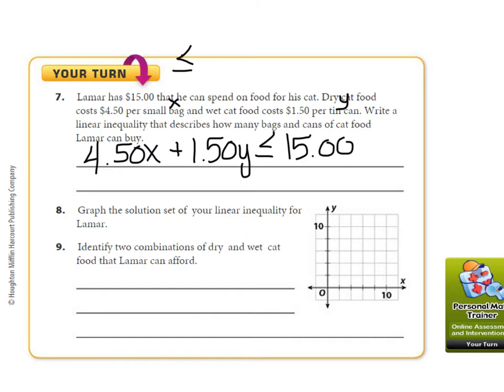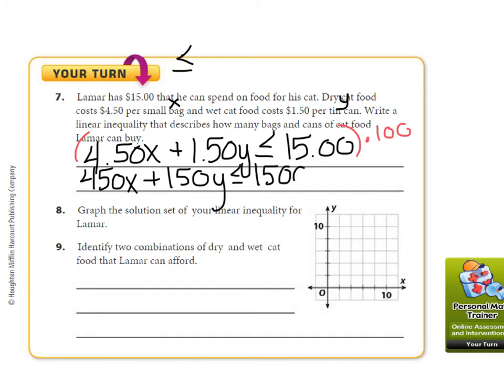Again, if you don't want to worry about the decimals so that we can just work on our regular slope problem, we can take this entire equation and multiply it by 100, because that would move every decimal place 2 to the right. So I would have 450x plus 150y is less than or equal to 1500.